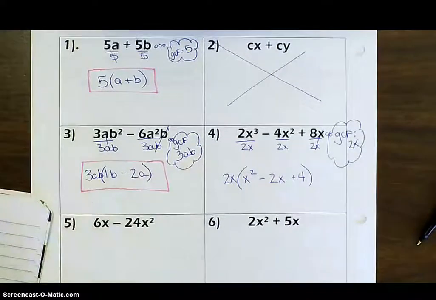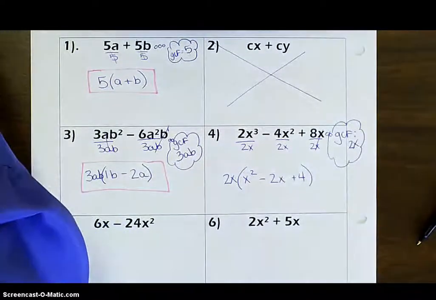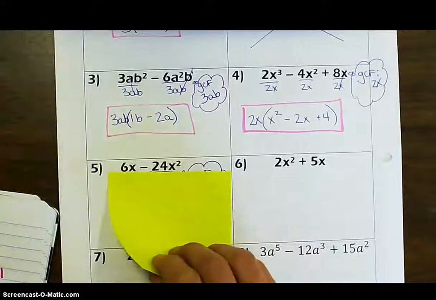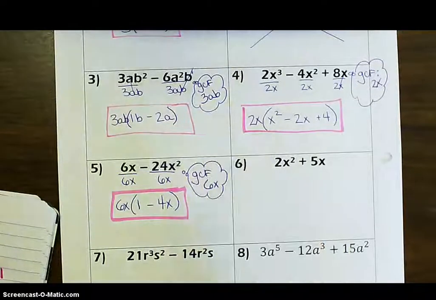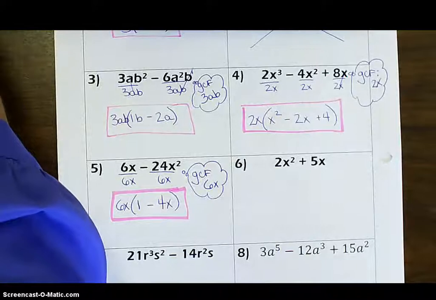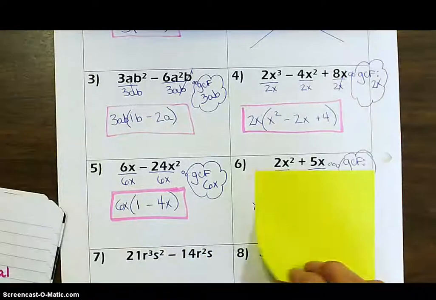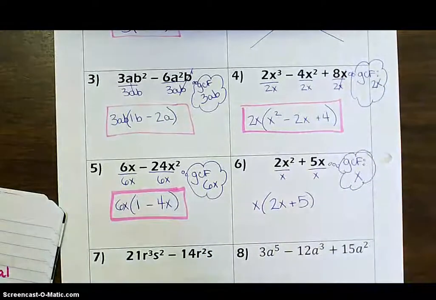Okay, I'd like you to go ahead now and try number 5 on your own. All right, were you able to get 6x times 1 minus 4x? All right, go ahead, try number 6 on your own. Okay, this time they didn't have a number in common, but they did have an x in common.